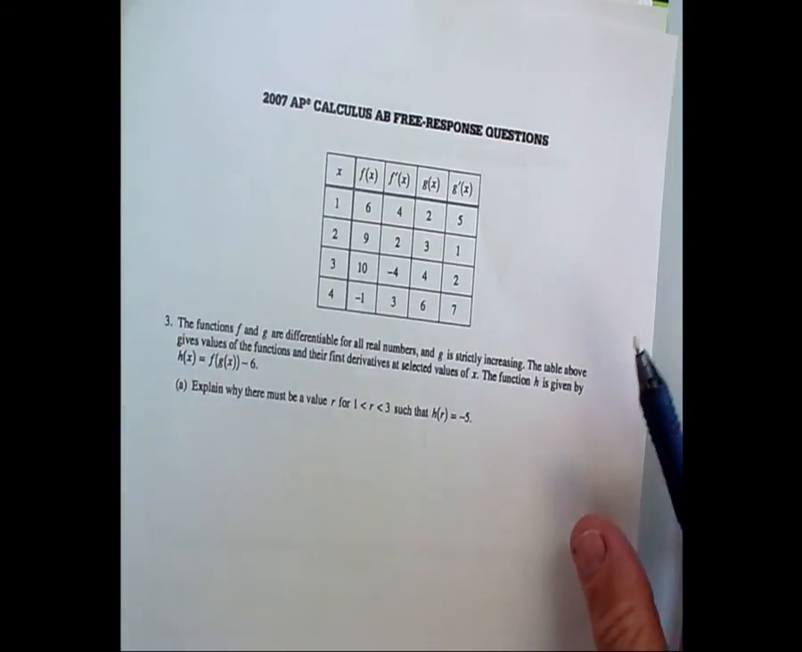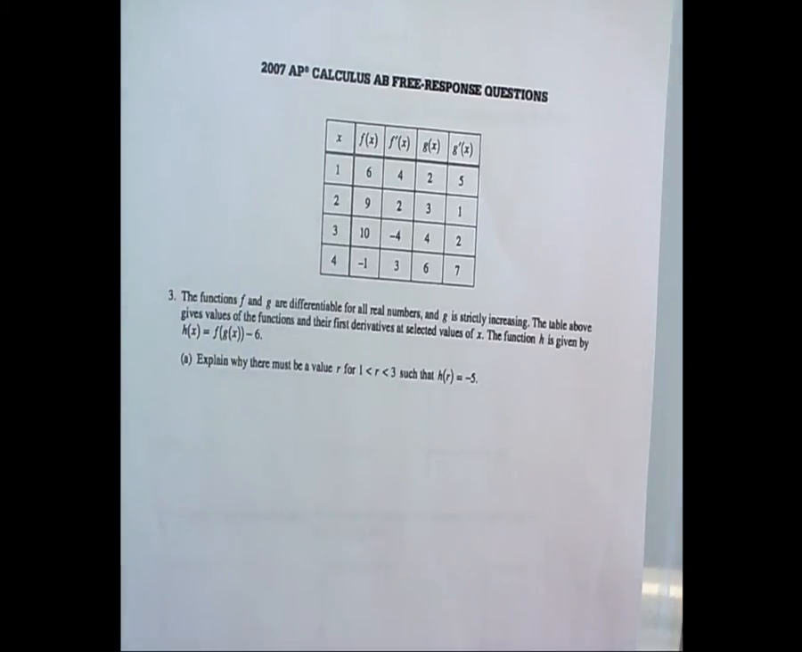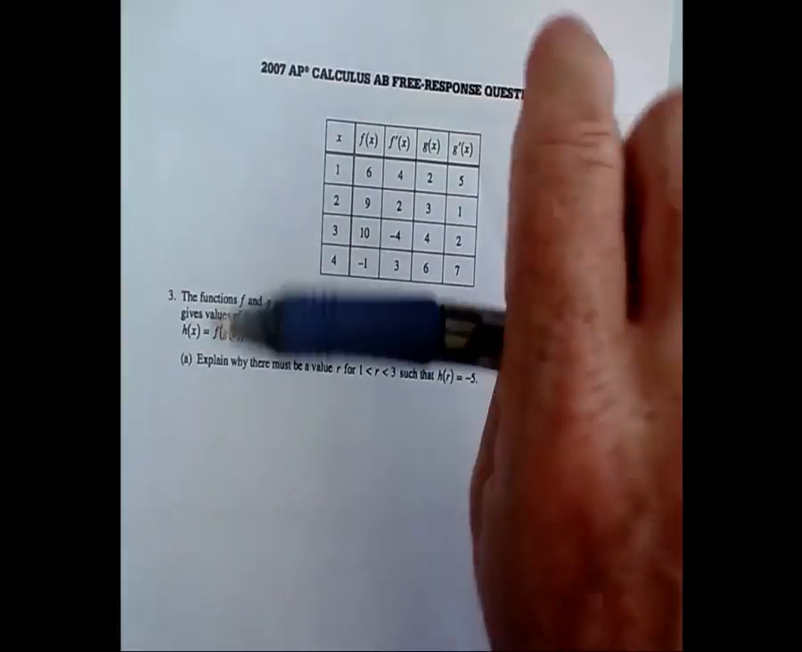Okay, Denise, this is what AP likes to do. This was the question in 2007. It was number 3. It had an A, B, and C, and I'm only showing you A, because you don't know how to do B and C, because I haven't taught it to you at all. But I'm going to show you some things.